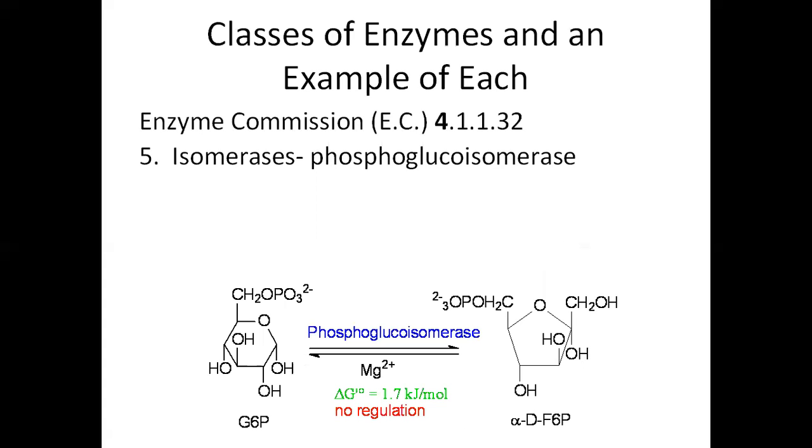An example of a class 5 isomerase is phosphoglucoisomerase. I should perhaps show this with the sugars in a different way in order to make it a little simpler to see how these molecules are isomers of each other. But I call your attention to the fact that they are both 6-carbon sugars, and one of them is present in a 6-membered ring, and one of them is present in a 5-membered ring.